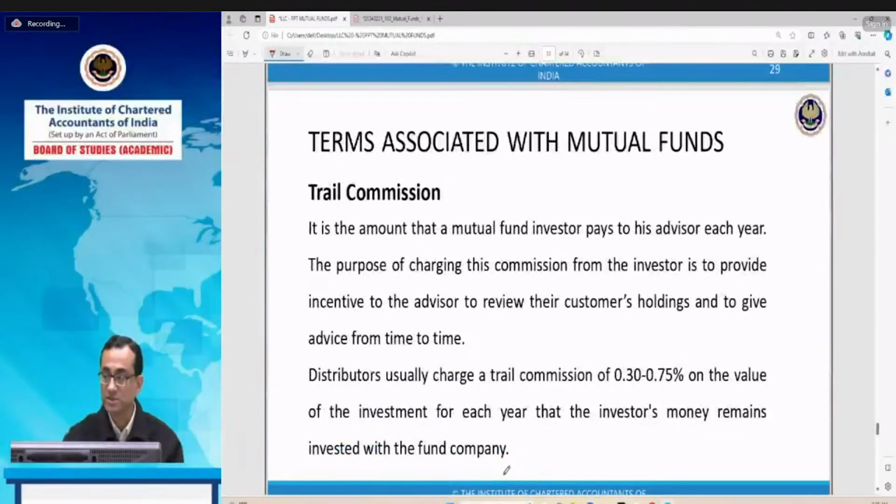Now, trail commission, which I have also discussed, is basically applicable in the case of regular plans. It means when an investor invests in a particular mutual fund through a distributor, then the mutual fund has to pay a certain commission to the distributor. That is what trail commission is. Since trail commission is added to the expenses, the expenses are high and the net asset value is less in the case of the regular plan, as we have seen on the MF website also: in the case of the direct plan the NAV is higher, in the case of the regular plan the NAV is lower.